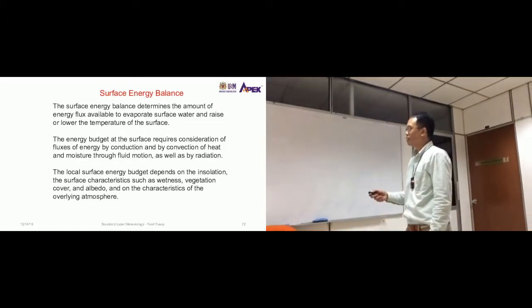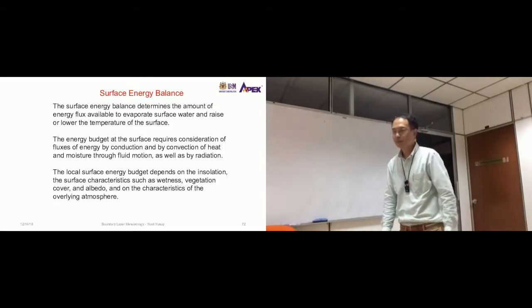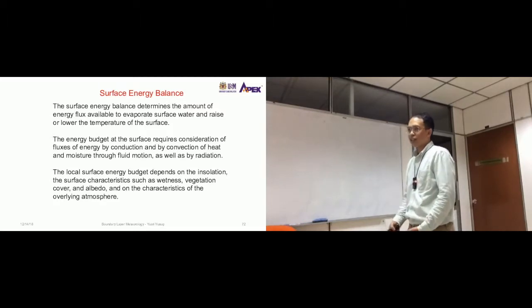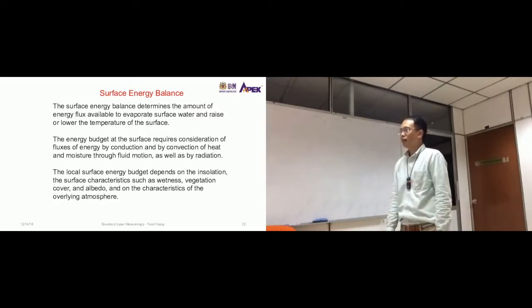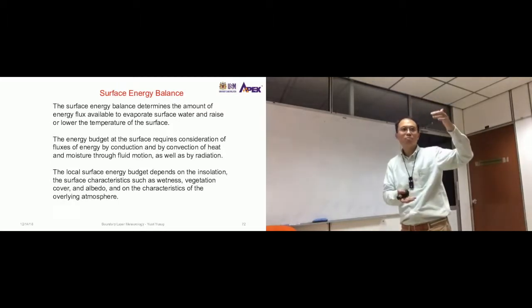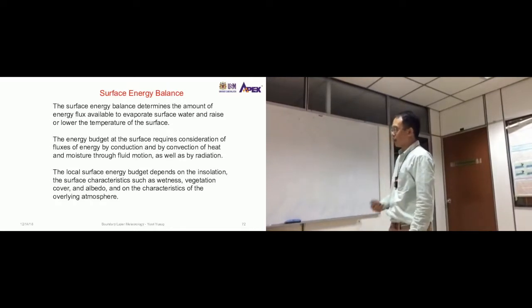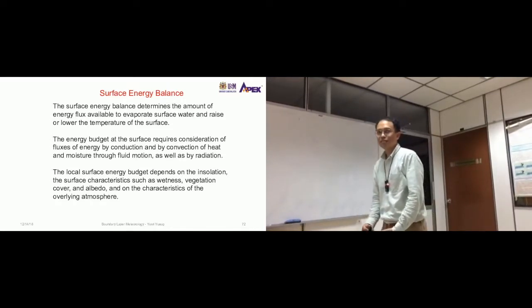So I'm going to read through. The surface energy balance determines the amount of energy flux available to evaporate surface water and raise or lower the temperature of the surface. Right? So whatever there is in the air, it comes from the surface. Whatever water there is in the air comes from the surface. Ultimately, it means that maybe some of it accumulates in the air before, but a long time ago it comes from the surface.